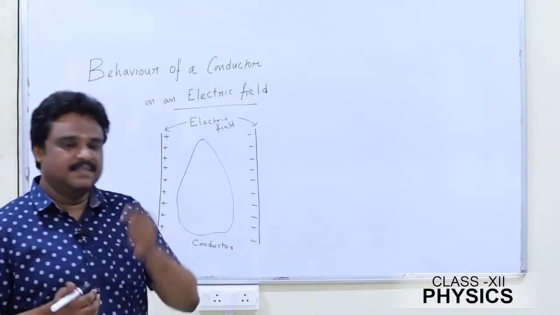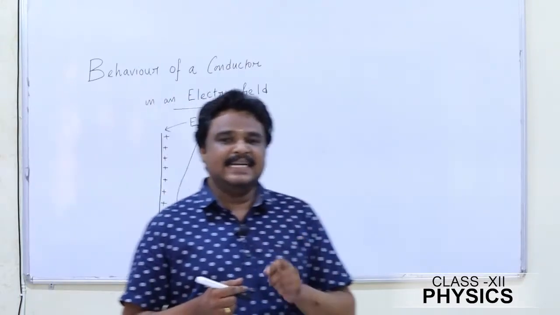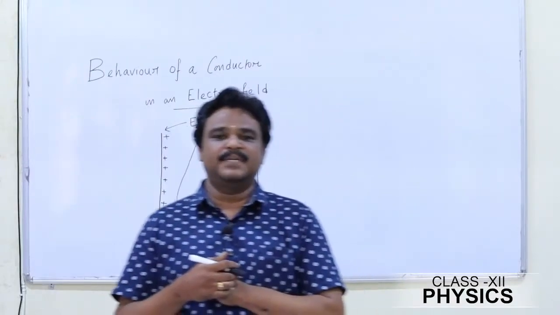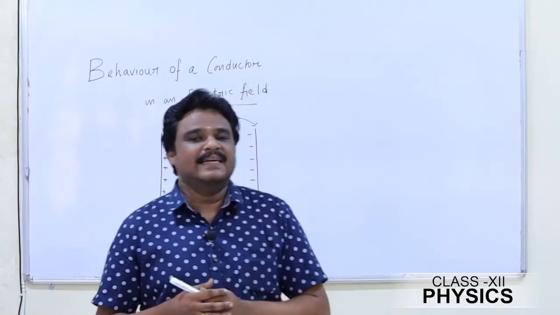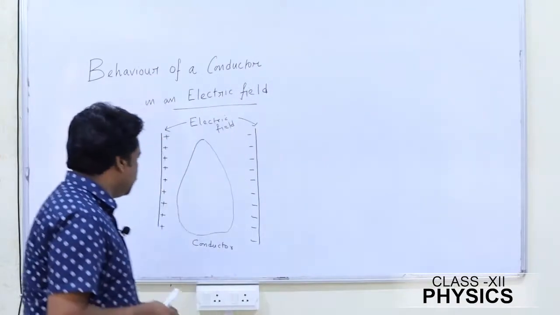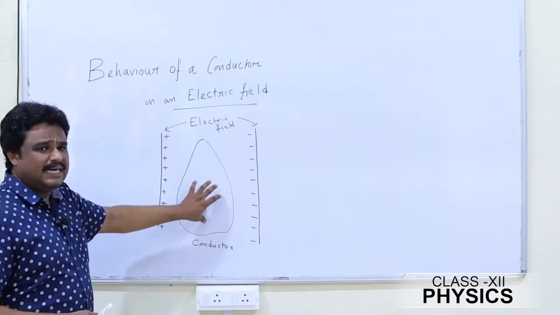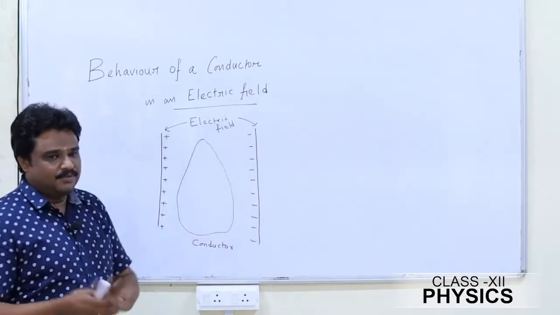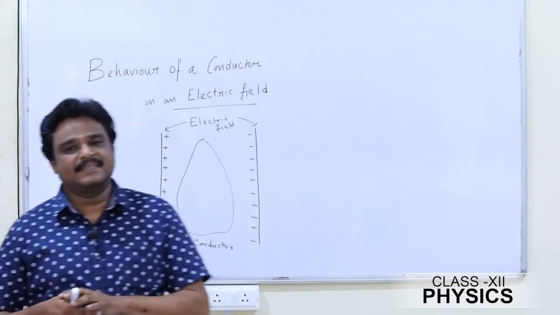The very first characteristic property or behavior of a conductor is, inside the conductor the electric field is zero. Let us discuss the reason behind it. To show that, I am going to assume a conductor that is subjected to a uniform electric field. I am going to keep a conductor in a uniform electric field.